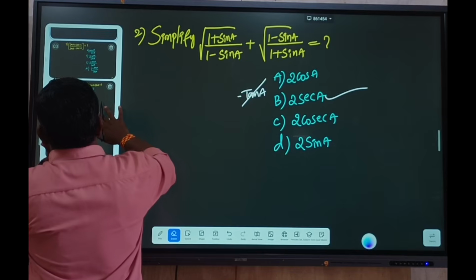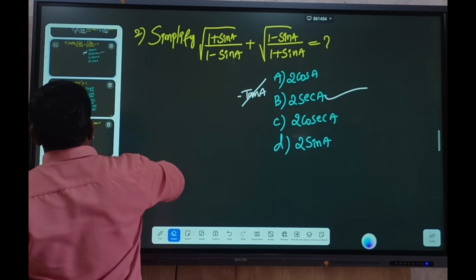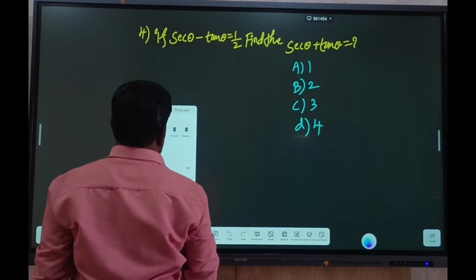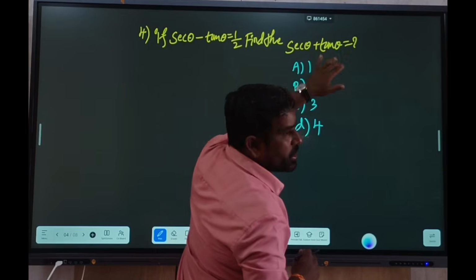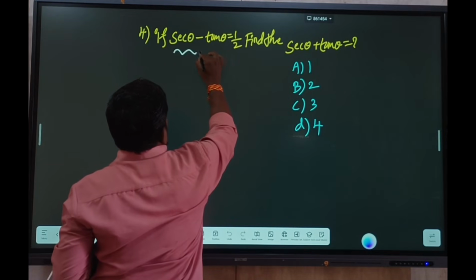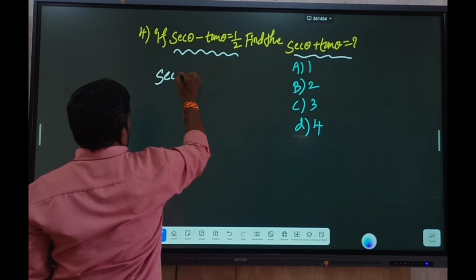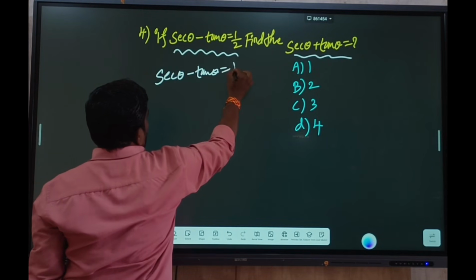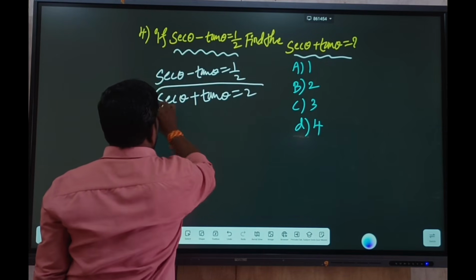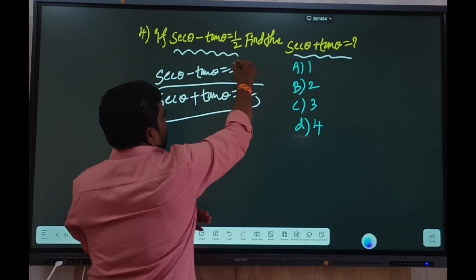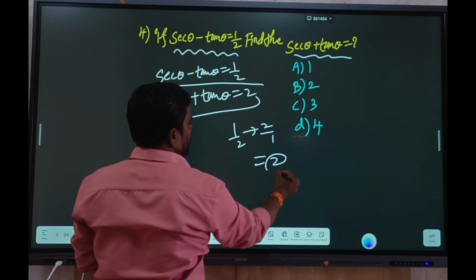Now I am taking another one. Secant theta minus tan theta is equal to 1 by 2. Find the secant theta plus tan theta. It is easy. Secant theta minus tan theta is equal to 1 by 2, so secant theta plus tan theta is directly the reciprocal. 1 by 2 reciprocal is 2 by 1, which is nothing but 2.